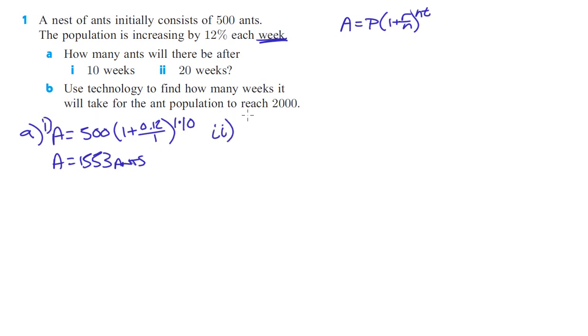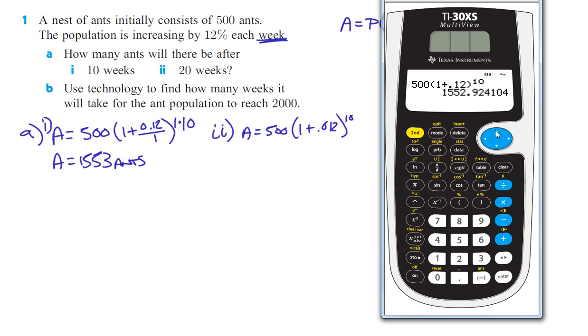Part I on A is going to be the same thing, but with 20 weeks. So it'll be A equals 500 times 1 plus 0.12. Again, if it's over 1, we don't need to necessarily write it. All to the 10th. So then we'll just bring this back up and turn this into 20. Push enter, and we get 4823.14.